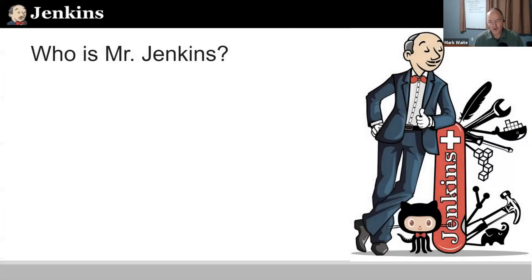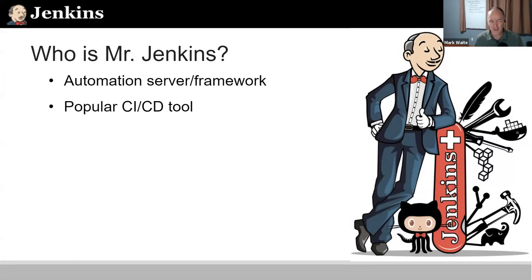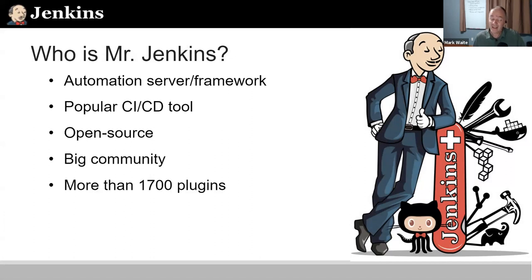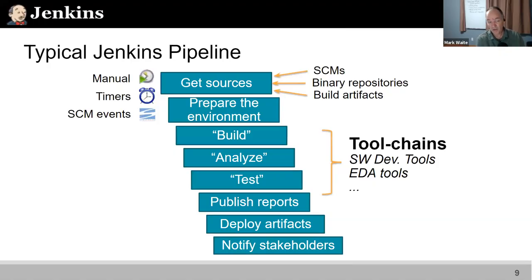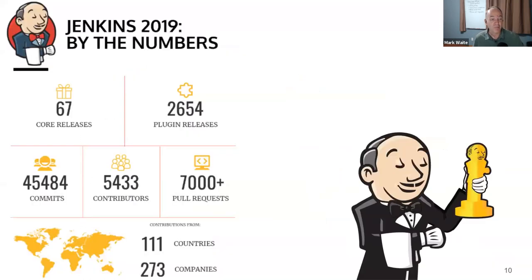All right, so first, a reminder, what's Jenkins? It's an automation framework. It's the most popular CI/CD tool, particularly in open source. It is a very large community with now more than 1,700 plugins that make it do what it does. It's an automation tool for coding, for building, for static analysis, for release and deploy. It does the typical things you might expect, like check out source code, build that source code, analyze it for issues, test it and publish results, deploy artifacts, maybe even all the way to production, and notify people.